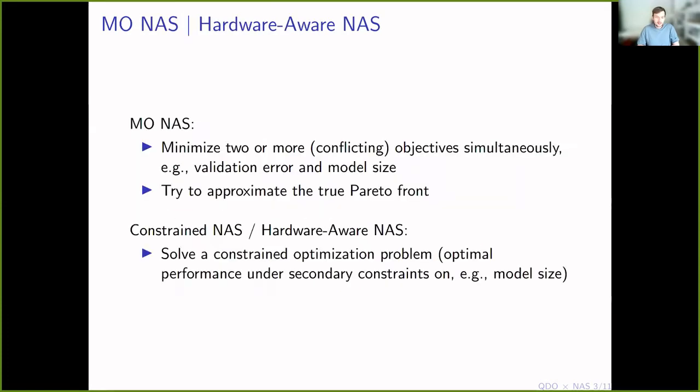In multi-objective NAS, I minimize two or more conflicting objectives simultaneously, for example, validation error and model size, and I try to approximate the true Pareto front. In contrast, but also related, in constrained NAS or hardware-aware NAS, I solve a constrained optimization problem with a primary objective, so optimal performance is my goal, but I have a secondary constraint on, for example, model size, latency, or RAM.